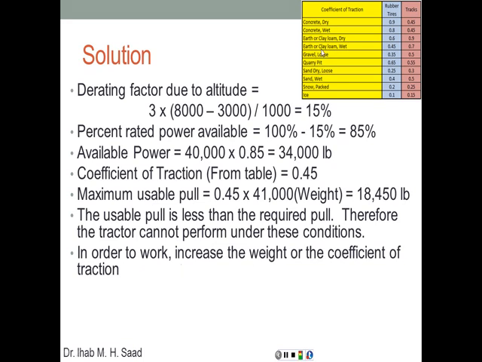So again, improve the soil conditions or increase the weight, because if you increase the weight times the coefficient of traction, it is going to give you something higher. If that weight were to increase by maybe 3,000 or 4,000 pounds, when you multiply it by this, it's going to give you something more than the 20,000, which would be able to pull the load behind the equipment.